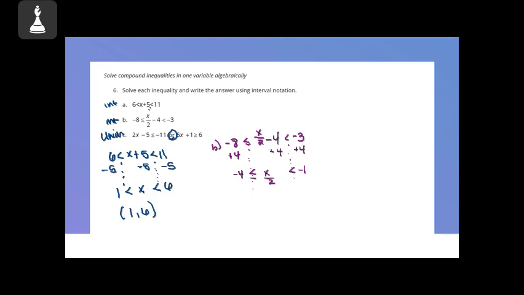Next, I need to get rid of that divided by 2. So what I need to do is multiply by 2 to all three of my sections. I have negative 8 is less than or equal to x is less than negative 2. So this one, x is between -8 and -2. The symbol next to the -8 is an equals to, so it gets the square bracket. The symbol next to the -2 is just a less than, so it is going to get a parentheses.